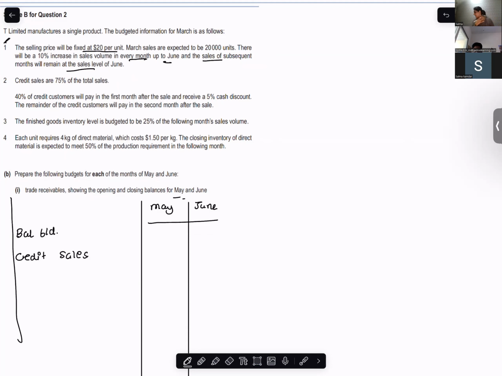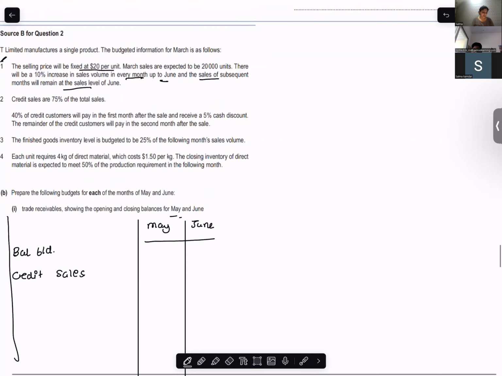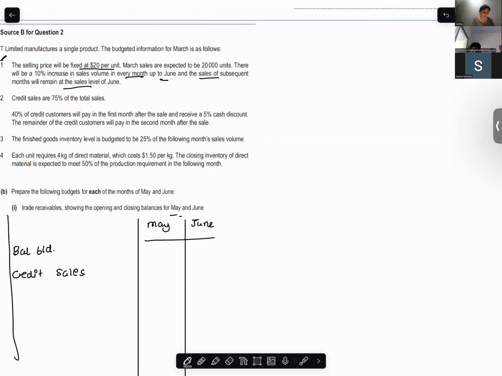So I know my selling price is fixed at 20 per unit and they have given me information about March. Whenever I get information, I try to make things related to all the information that is there, not only for the months that are asked. So we have been given information about which months? March, April, May and June. Selling price is 20 per unit and March sales are expected to be 20,000 units. So my sales in units for March would be 20,000.